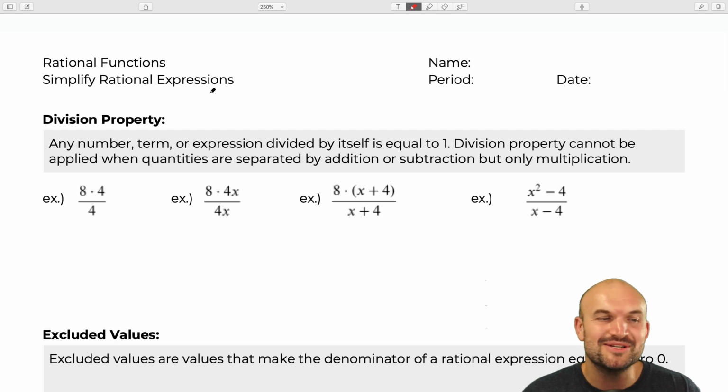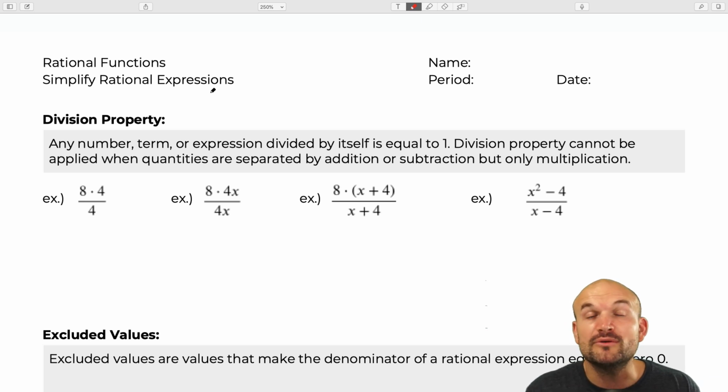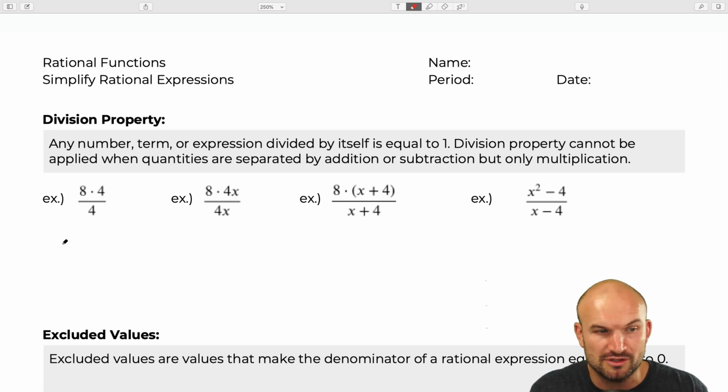All right, welcome back. So now let's get into the notes for this section. All we're going to look at is, again, the division property, which we started last video with, as far as looking at when to apply it, when not to apply it. And then also we're going to talk a little bit more about the excluded values, because the excluded values do kind of change as we are looking at different rational expressions.